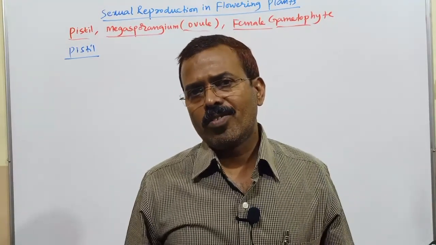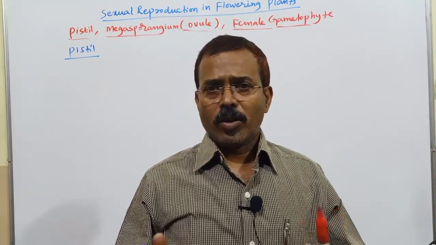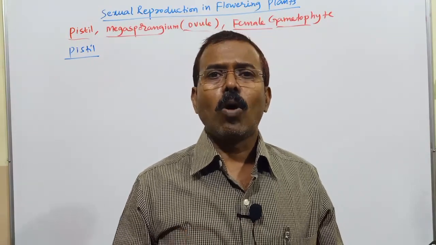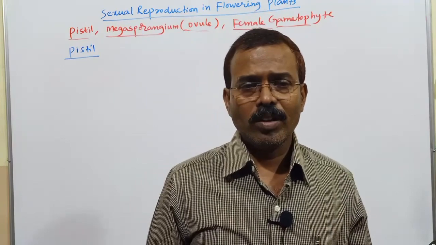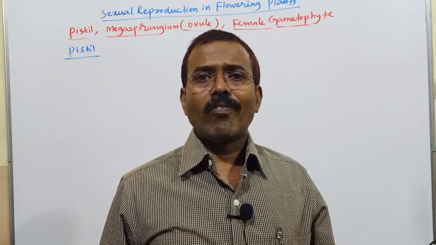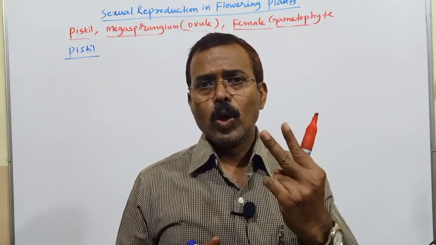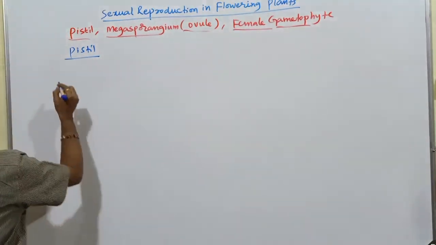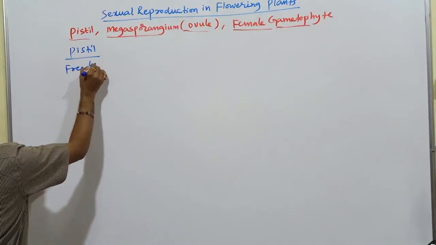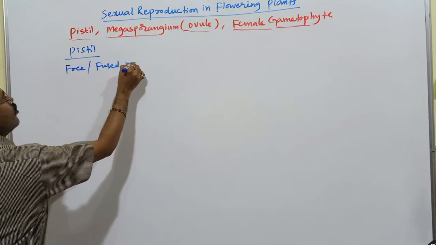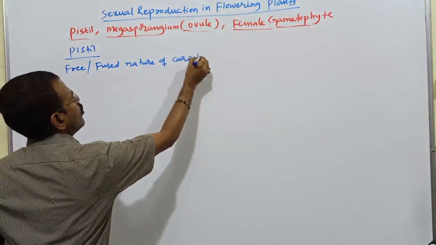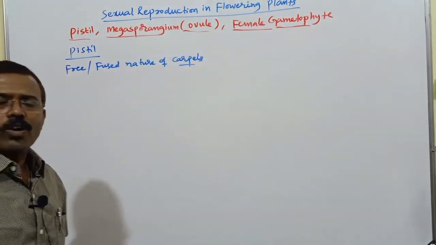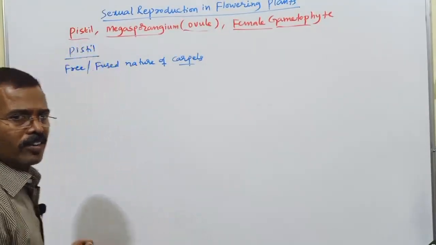The number of carpels in a gynoecium or pistil is variable. I told about monocarpellary, bicarpellary, tricarpellary, pentacarpellary, and polycarpellary. Whatever the number of the carpels in a gynoecium or pistil, based on the free or fused nature of the carpels, we can have two types of ovary, mainly two conditions.